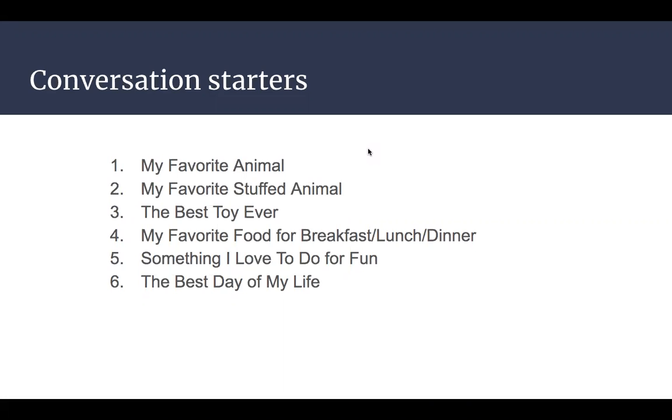So 6 things: favorite animal, favorite stuffed animal, best toy ever, your favorite food for the 3 meals, something you love to do for fun, and the best day of your life. So those are the 6 things that you need to be discussing. You're going to be in groups of 3, in trios, and we're going to be back in around 15 minutes.